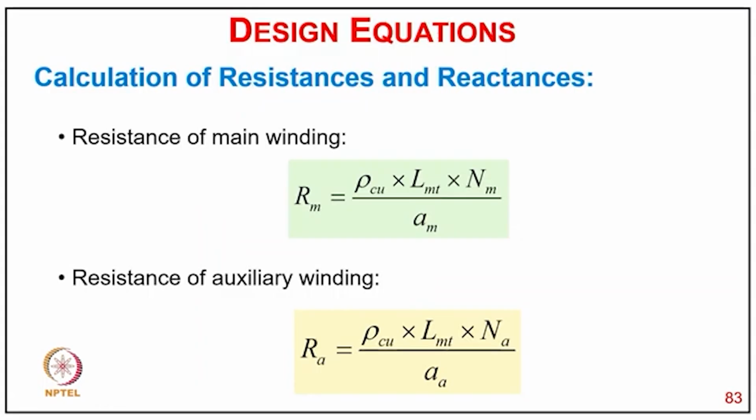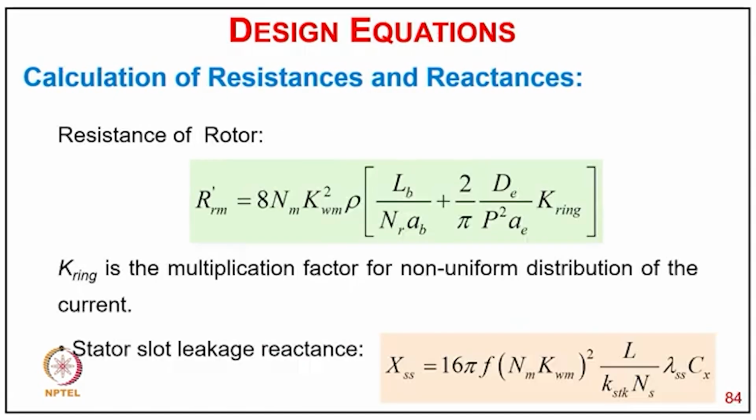Next, the calculation of resistances and reactances. The resistance of the main winding is Rm equal to rho_cu into L_mt into Nm upon Am, and the resistance of the auxiliary winding is Ra equal to rho_cu into L_mt into Na upon Aa. The resistance of the rotor referred to the main winding is R_rm equal to 4 Nm Kwm squared into rho, in brackets, L_b upon Nr Ab plus 2 upon pi D upon p squared Ae, into K ring, and K ring is the multiplication factor for the non-uniform distribution of the current in the end ring.